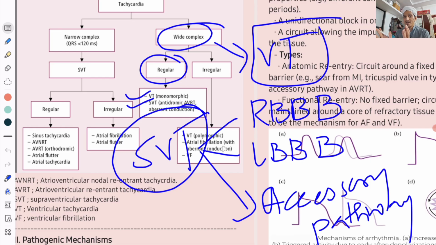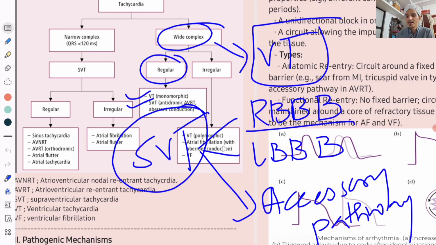But if the treating doctor is a fresher, if he is in confusion, treat it as a ventricular tachycardia, because if you treat with beta blockers or something, it will break down into ventricular fibrillation. Otherwise, sudden cardiac death can happen. Okay, so SVT presents with wide complex tachycardia because of right bundle branch block.